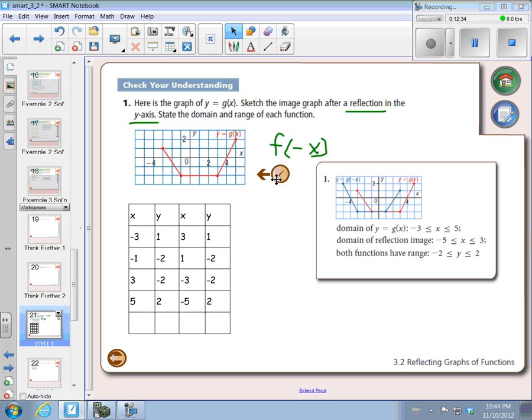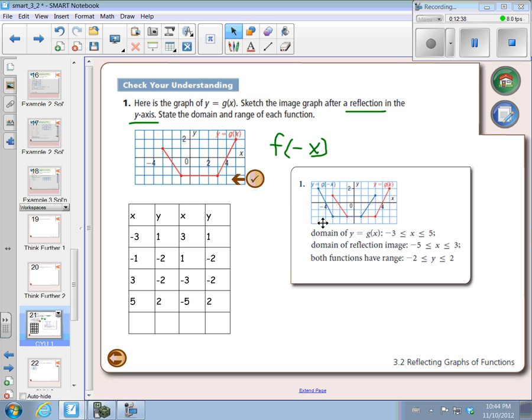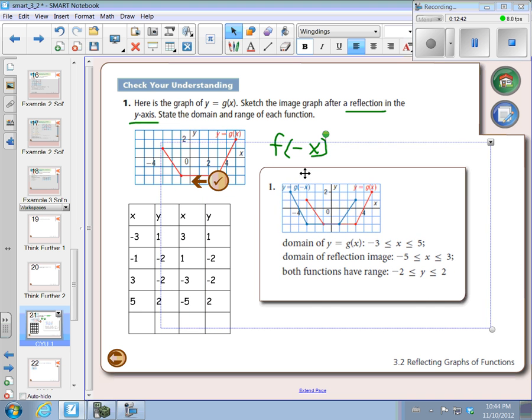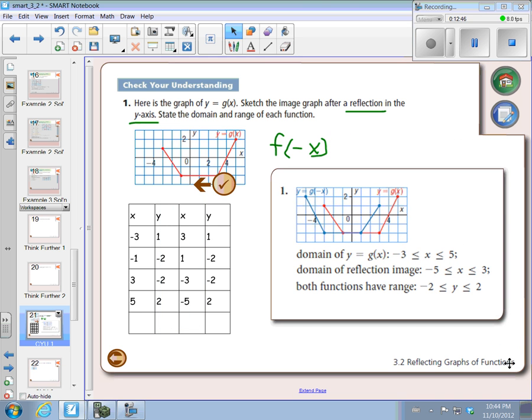Did you get that graph? The blue graph is the newly transformed graph. I'll make it a little bit bigger for those people sitting in the wrong spot, maybe sitting at the back. Hannah, can you see that? Okay, and also the domain and ranges should be stated as well.